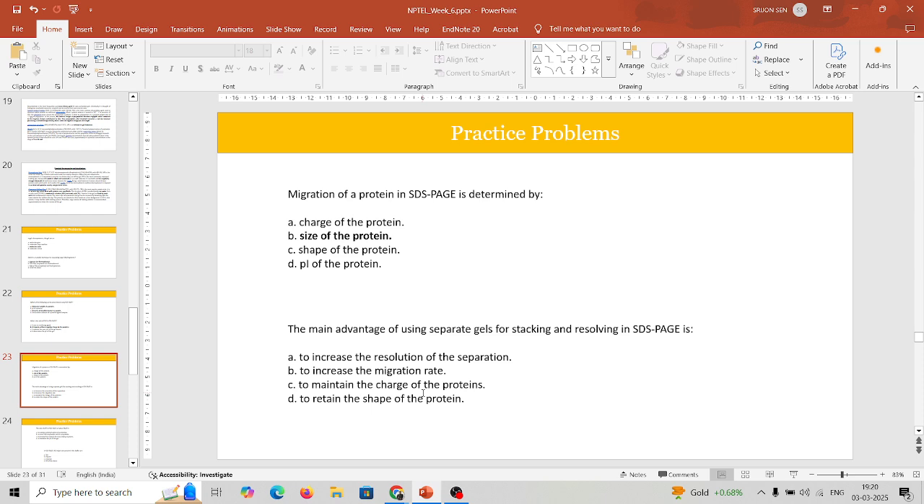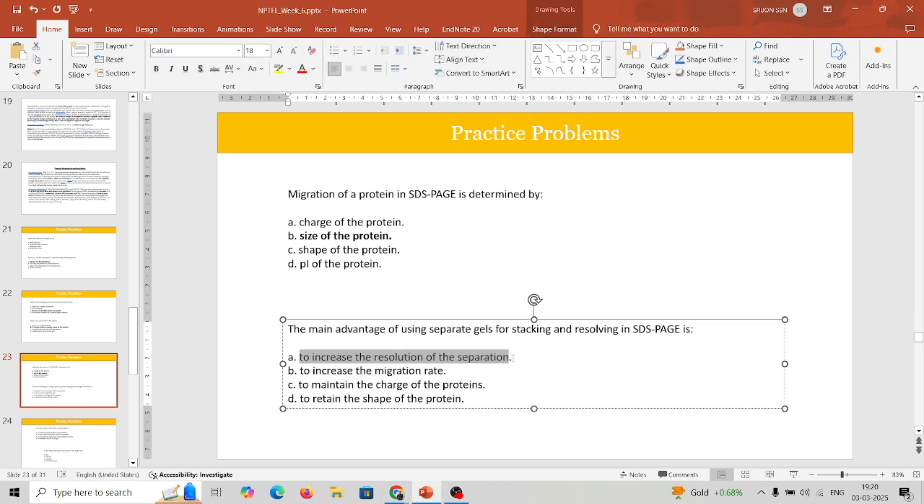To increase the migration rate, whether the size is small or the size is low, or if you are changing or modulating the power supply, that's also not true. But to increase the resolution of the separation, because in the stacking you stack the proteins between tris and between chloride and glycine, but in resolving you have chloride running fastest, then you have the glycinate which is running the second fastest, and then your proteins start resolving according to the size or the molecular weight. Okay, so option A is correct.